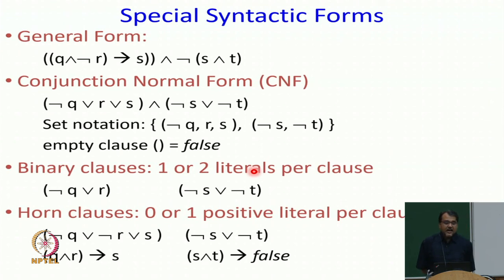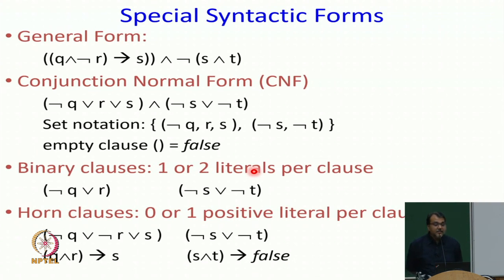Binary clauses are those where there are only one or two literals per clause, and Horn clauses are very important when you have exactly 0 or 1 positive literal per clause. So, not Q or not R or S is a Horn clause, not S or not T is a Horn clause, but A or B is not a Horn clause because they are two positive literals.